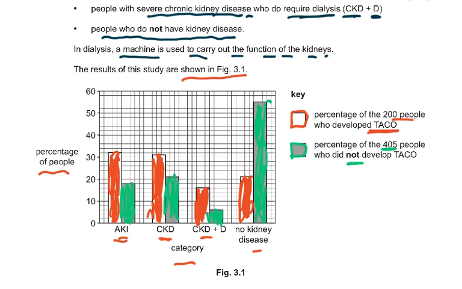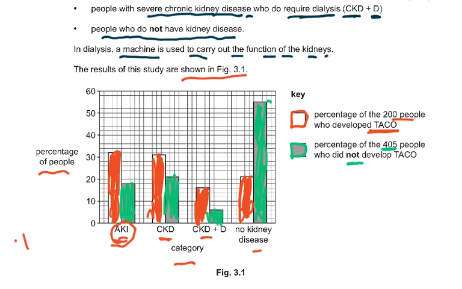AKI has the highest risk of TACO. You can see here, AKI has the highest risk of TACO. This bar is the tallest bar. This one is smaller and this one is smaller and this is also smaller. So AKI has the highest risk of TACO. Why? Because you see in kidney disease, there is a higher risk of TACO. In no kidney disease, this is the percentage of the 400 people who did not develop TACO. So you can see here, they did develop TACO, but they are lesser than that.